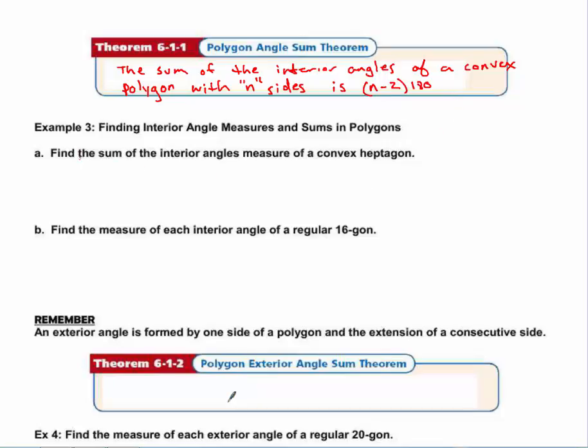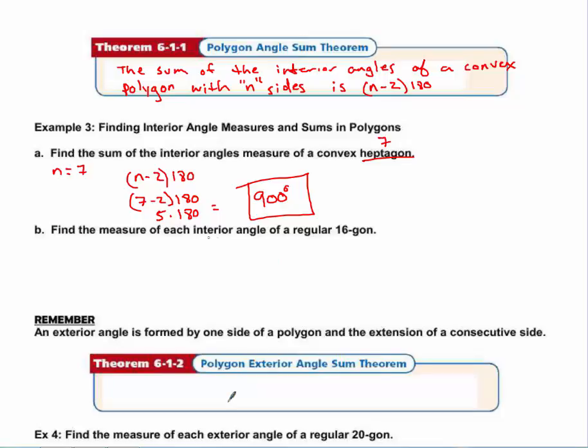So, quick example, find the sum of the interior angle measures of a convex heptagon. Well, a heptagon has 7 sides, so that means n equals 7. So to find the sum of the interior angles, we're going to do n minus 2 times 180. So we'll do 7 minus 2, because it's 7 sides, times 180, which is 5 times 180, which is 900 degrees. So all convex heptagons have an interior angle sum of 900 degrees.